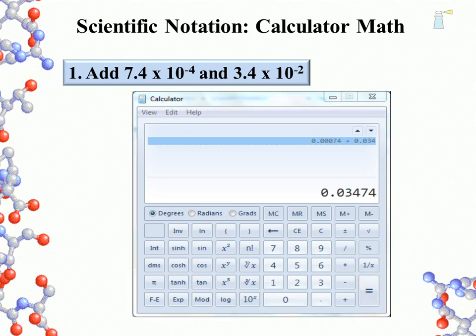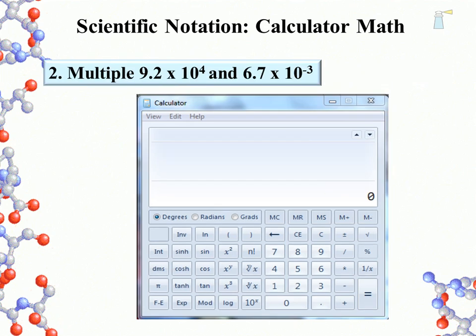0.0334774, which we can convert into scientific notation by sliding the decimal 2 points to the right, giving 3.47 times 10 to the minus 2, which is the same answer we found in the previous problem. The second problem, 9.2 times 10 to the fourth multiplied by 6.7 times 10 to the minus 3, should also look familiar.